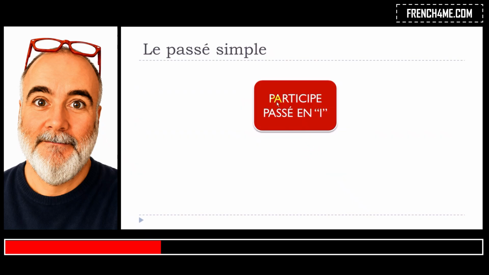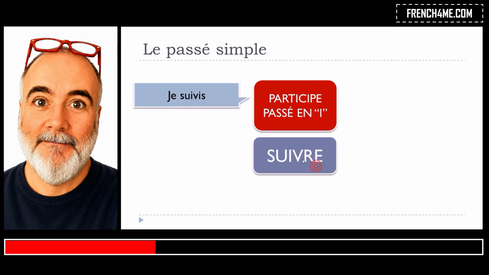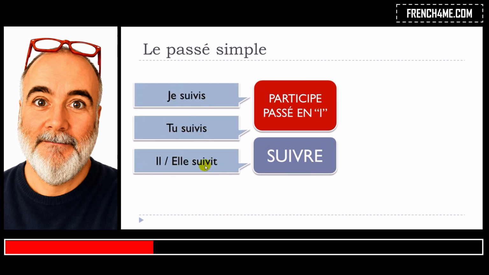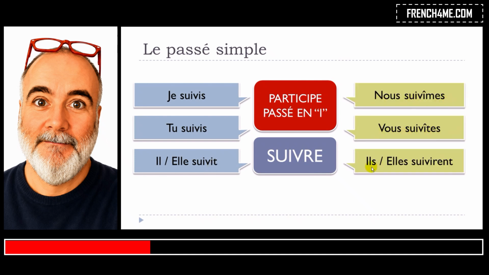And now let's see all the verbs that will have their participe passé in I. Remember, it was not all the verbs, so I've been choosing this suivre verb, to follow. Je suivis, tu suivis, il suivit, elle suivit, nous suivîmes, vous suivîtes, ils suivirent, elles suivirent.